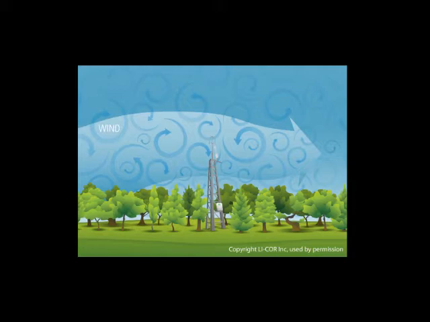Eddy covariance flux towers are used to measure the changing speeds of updrafts and downdrafts. Measurements of updrafts tell us how much carbon dioxide is being emitted, while measurements of downdrafts tell us how much carbon dioxide is being taken up by plants. From this, scientists can calculate the net release or uptake of gases such as carbon dioxide.